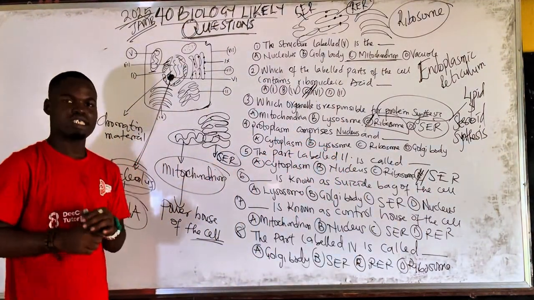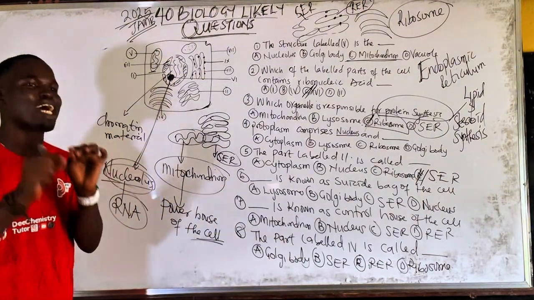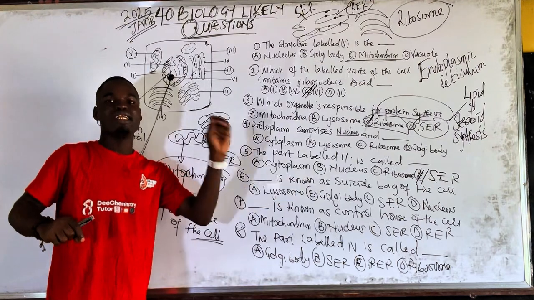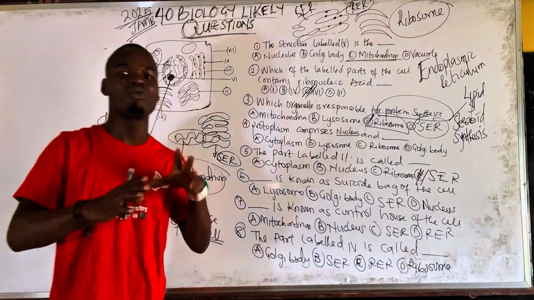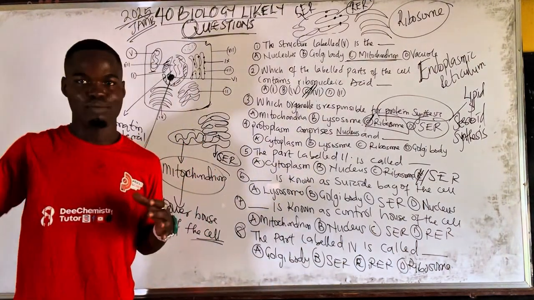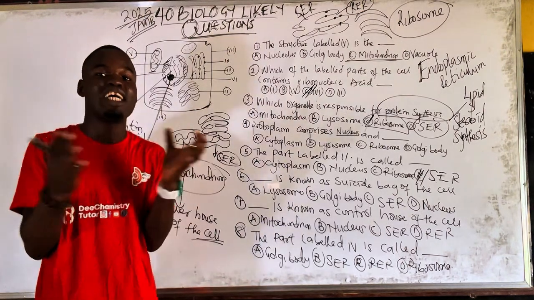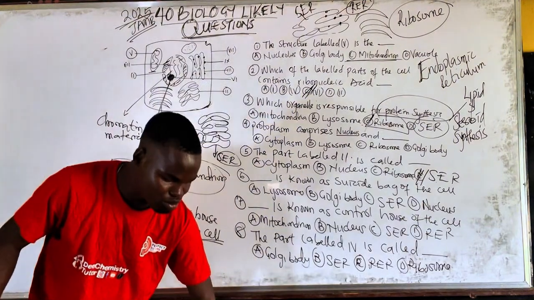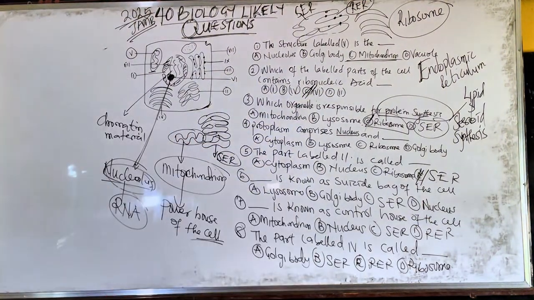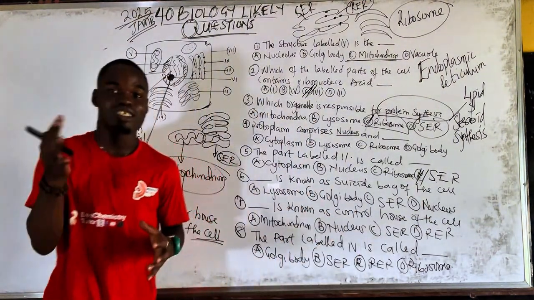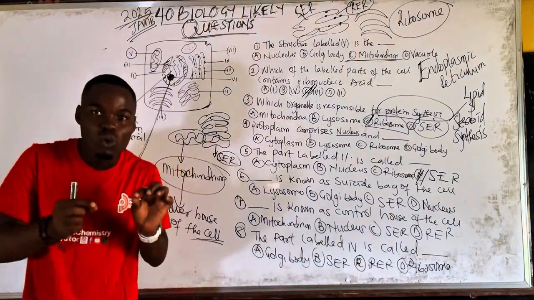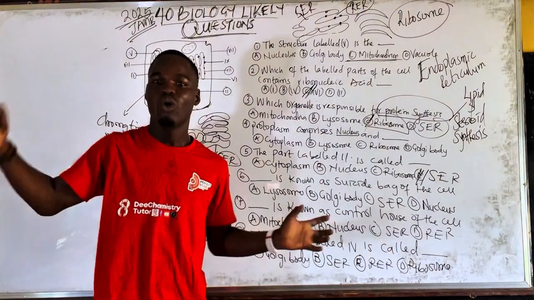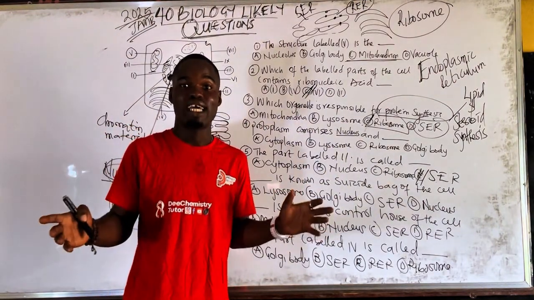Now, question 6. Dash is known as the suicide bag of the cell. Now, this is a very, very important part that you must understand. In terms of the suicide bag, there are hydrolytic enzymes. If someone dies, for instance, that is the last part of the cell that actually dies. It is the lysosome. So it can hydrolyze the whole cell. So that is the last part that dies eventually.